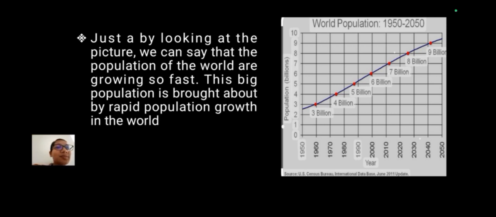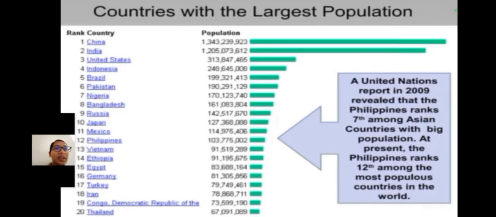Just by looking at the picture, we can say that the population of the world is growing so fast. This big population is brought about by rapid population growth in the world. Countries with the largest population: we know that China is the most populated country in the world, and India is the second. A report from 2019 of United Nations.